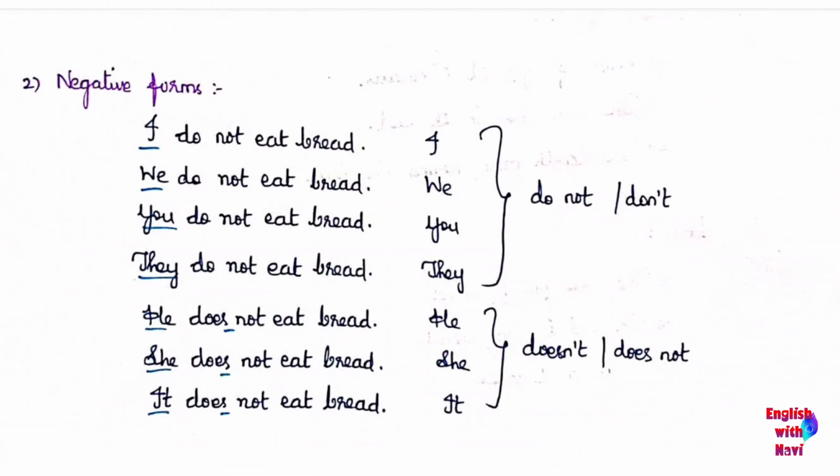I do not eat bread. We do not eat bread. You do not eat bread. They do not eat bread. He does not eat bread. She does not eat bread. It does not eat bread.